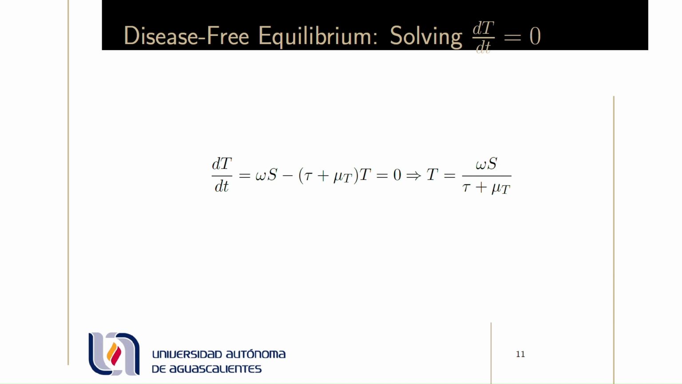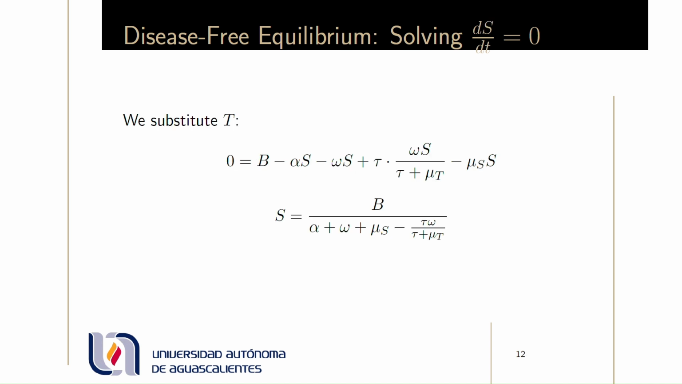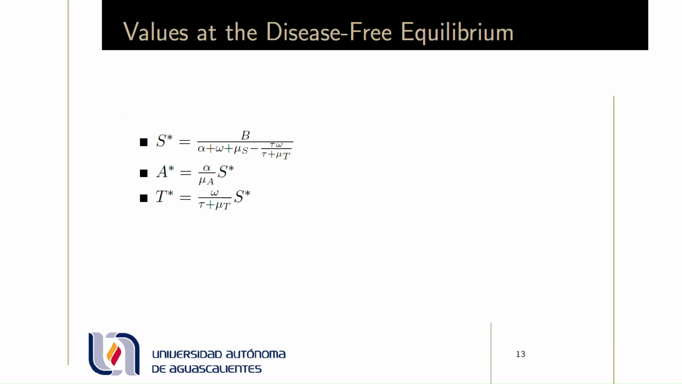We follow the same process for equation T, and repeat the same process for the equation S and substitute T and S. With S calculated, we step into the other expressions, A and T. These are the variables, and this is the disease-free equilibrium of the system.